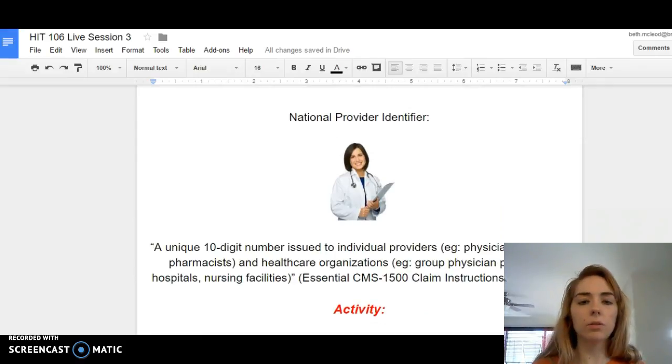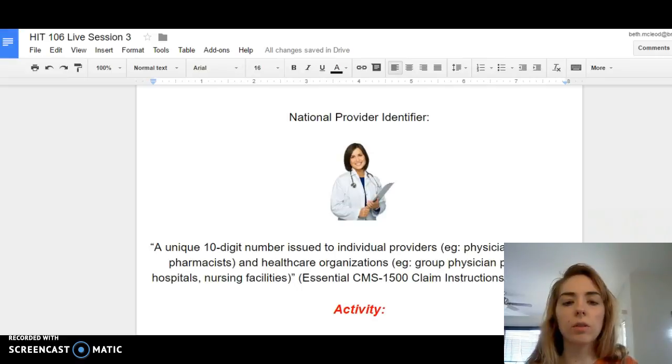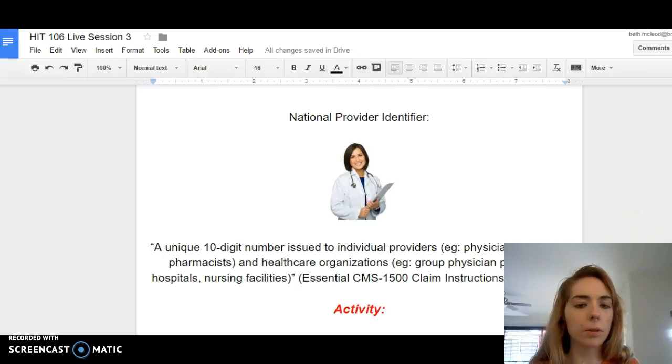The next thing I want you to do, we're talking about the National Provider Identifier. This is a unique 10-digit number issued to individual providers such as physicians or dentists, pharmacists, and also to healthcare organizations like group physician practices, hospitals, or nursing facilities, etc. So your book does talk about this when it's giving those CMS 1500 instructions. It talks about the NPI number. So it's important to know what this is.